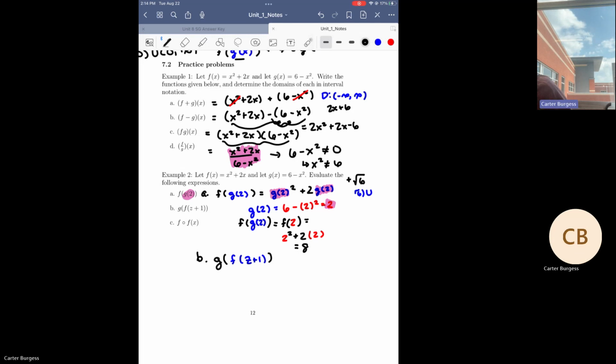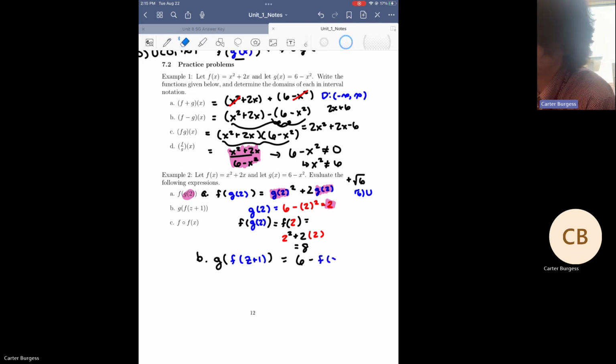Yeah, so we're taking f of z plus 1, whatever that is, and plugging it in for x in my function g. So what is this going to look like? Well, it's going to look like 6 minus, and then instead of x, I have this f of z plus 1, all squared.